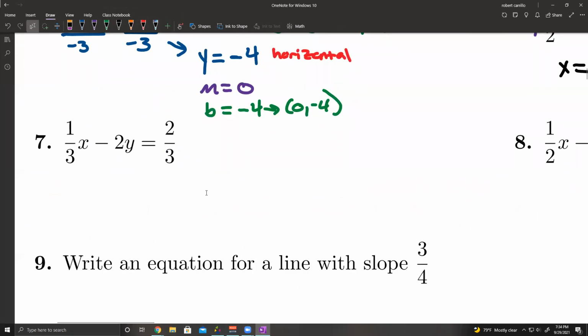Now, number 7. Same thing. Let's solve for y. Okay, look at this: 1/3 x minus 2y equal to 2/3. Work with the fractions or get rid of them.